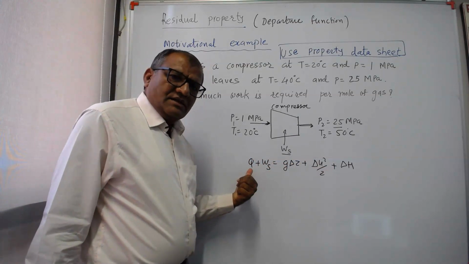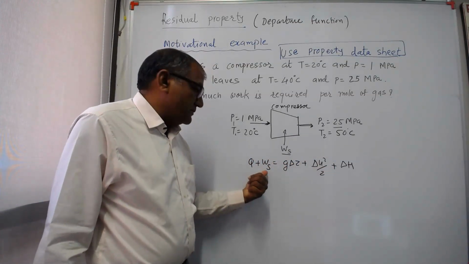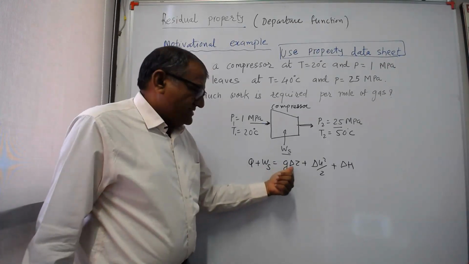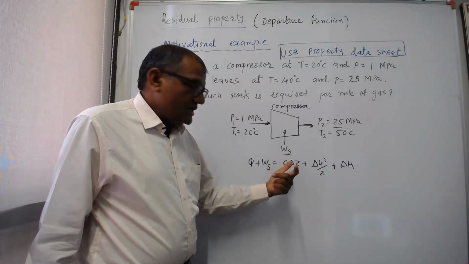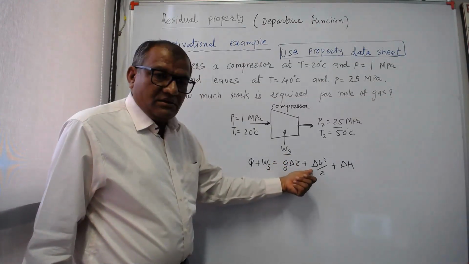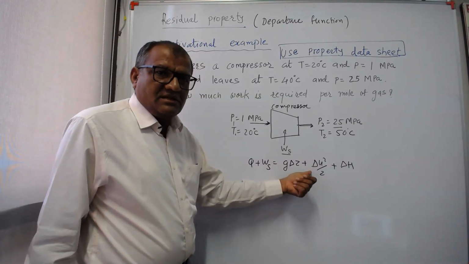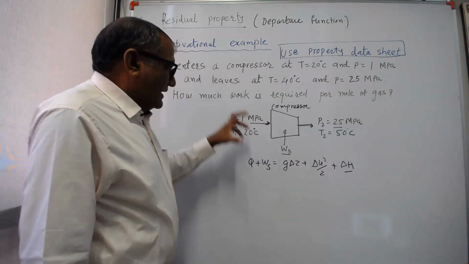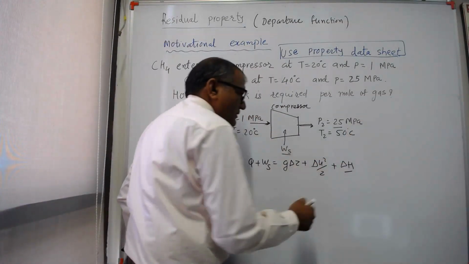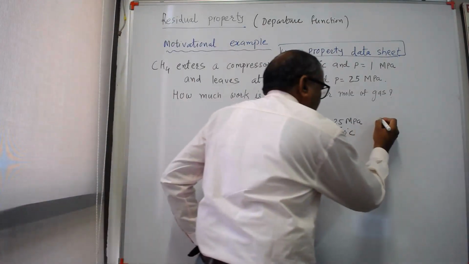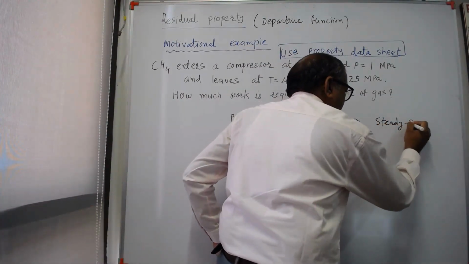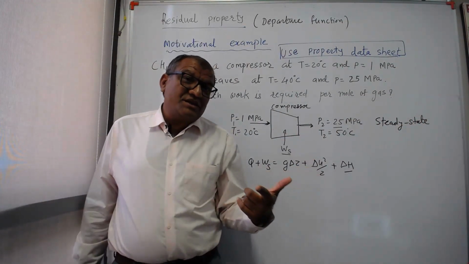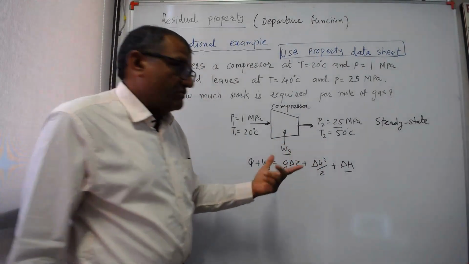Q is the heat absorption or heat rejection, if there is any. Ws is the shaft work, which is added or produced. g delta Z is the difference in potential energy, and the next term is related to kinetic energy change. And delta H is the enthalpy change. If I assume steady state, then this equation, by the way, is valid only for steady state. If there is an unsteady state flow system, then this equation is not valid.